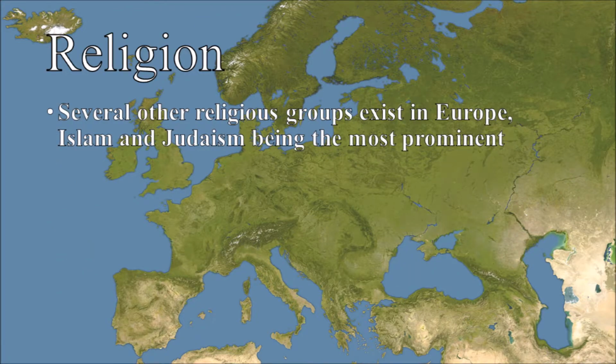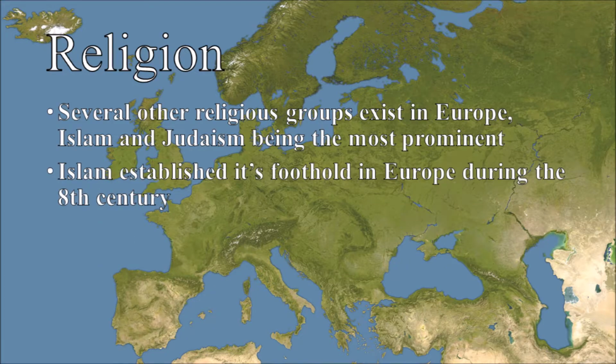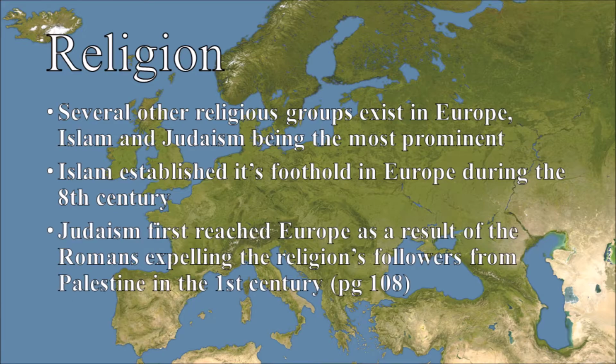The most prominent are Islam and Judaism. Islam established its foothold in Europe during the 8th century as much of the Iberian Peninsula fell under the control of the Umayyad Caliphate. Judaism, according to the textbook on page 108, first reached Europe as a result of the Romans expelling the religion's followers from Palestine in the 1st century.